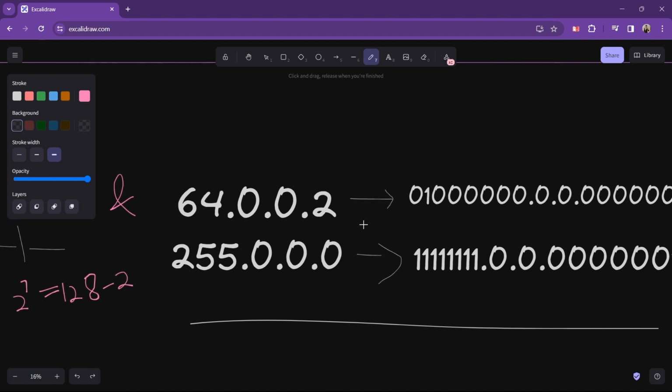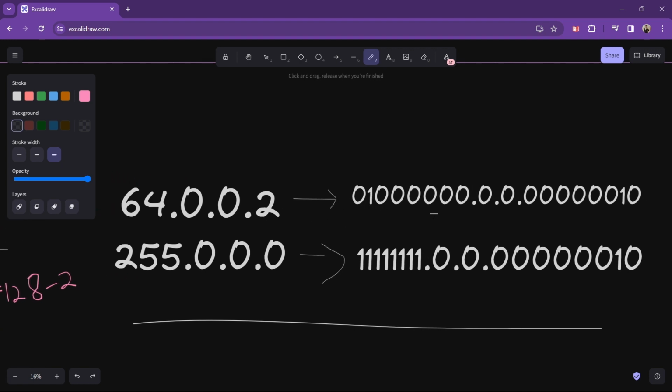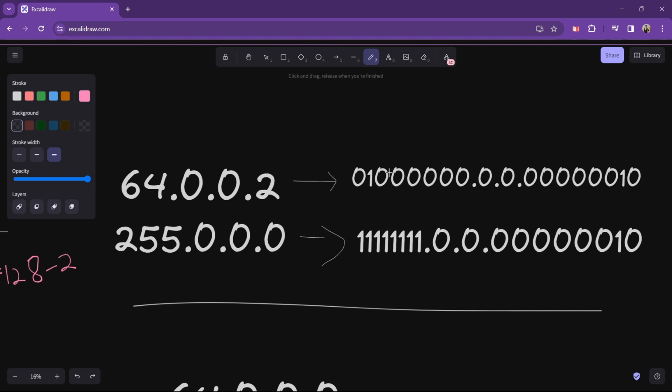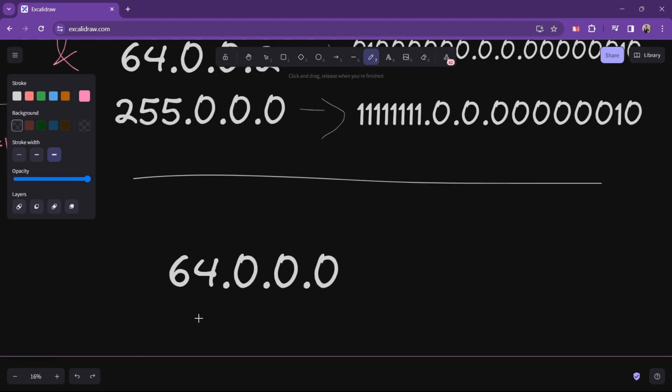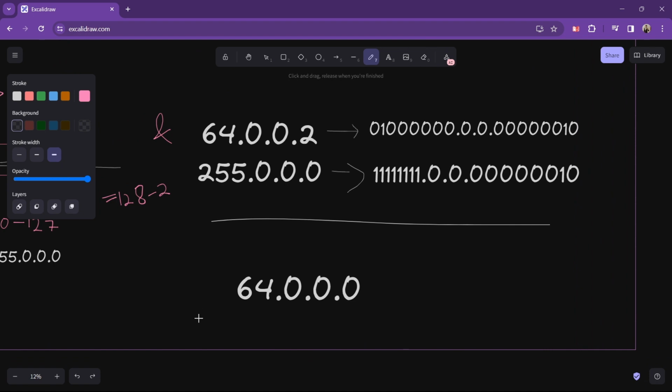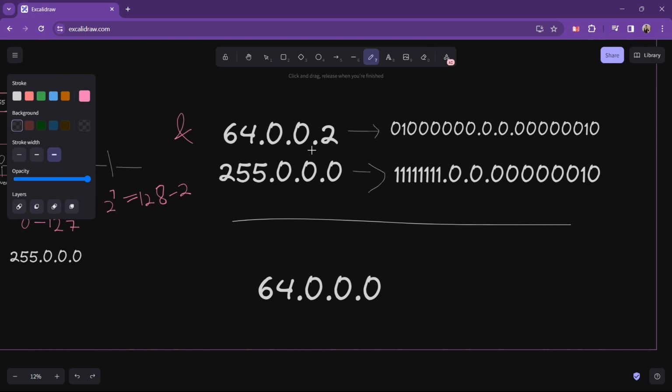64.0.0.2 in binary is 01000000 for the first octet, and in the last octet it is 10. And 255 is all ones, 0 0 are all zeros. If we calculate the AND, 0 and 0 gives us 0, 1 and 1 is 1, and 0 and 1 is 0 again. That leaves us with 64.0.0. So we know that 64.0.0.2 is part of this network, 64.0.0.